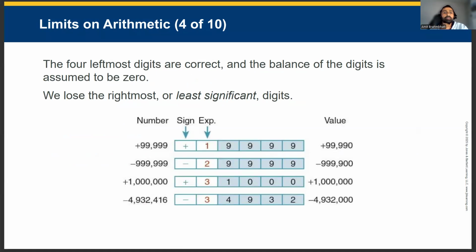Limits on arithmetic. This slide expands on consequences of limited precision. With only a fixed number of significant digits available, a computer must truncate or round the number of remaining digits, effectively assuming they are zero. This means that 4 leftmost digits of a number remain accurate, but everything beyond them is lost. As a result, computation involving numbers with many significant digits can suffer from accuracy problems.